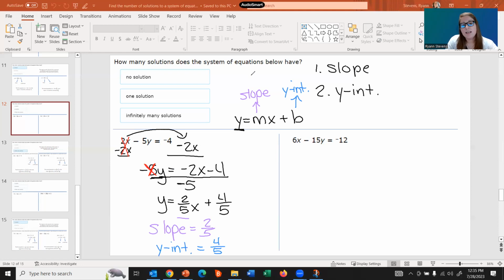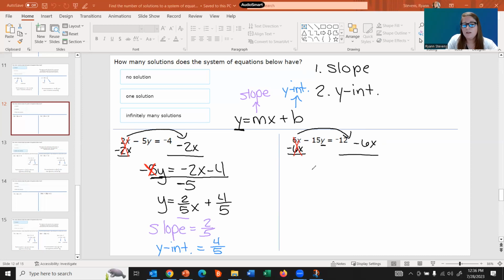So now we can do the second equation. We've got 6x minus 15y equals negative 12. So again, we want to get y by itself. Okay, so in order to do that, we're going to use inverse operations to move 6x to the other side, subtract 6x from both sides. And this will cancel for us over here.